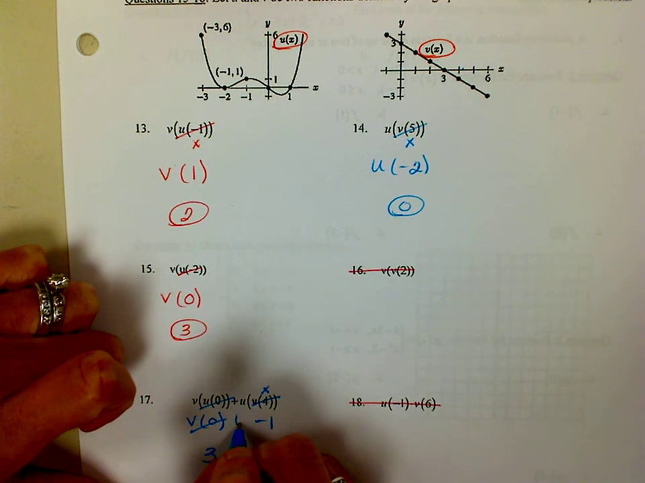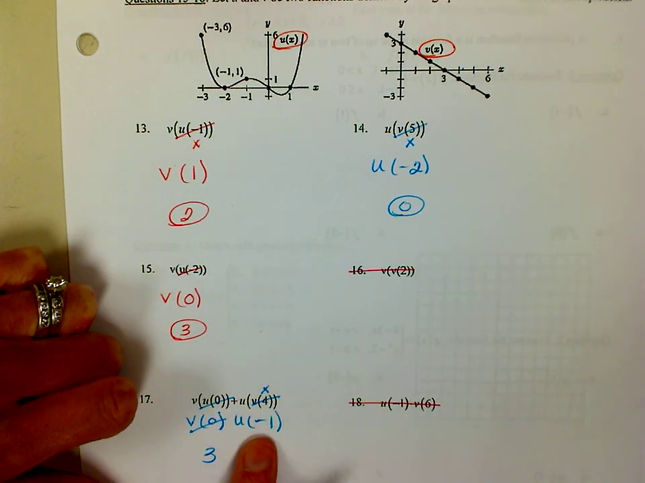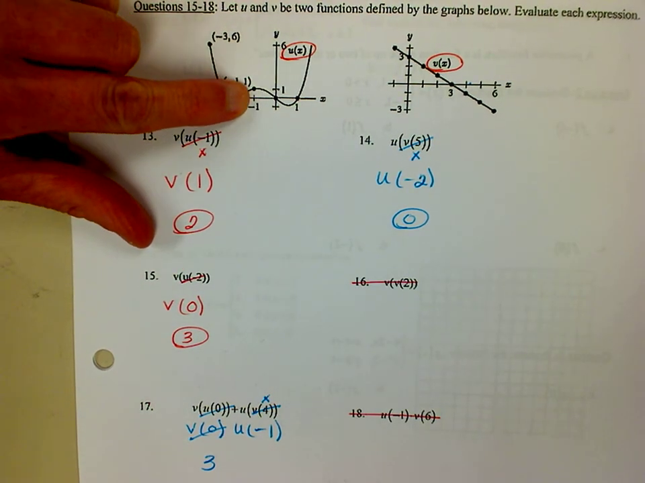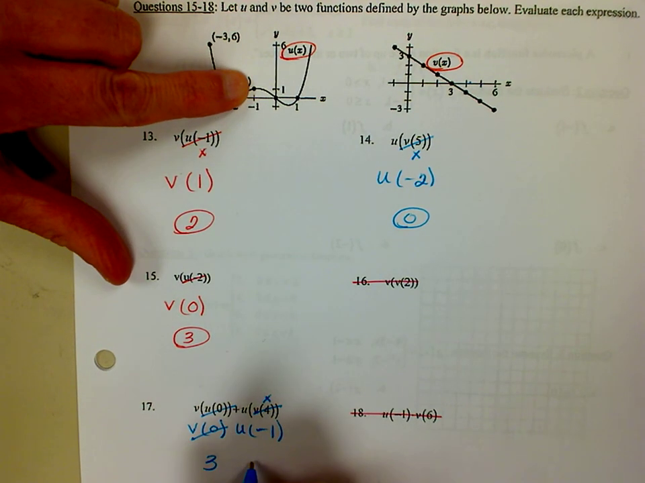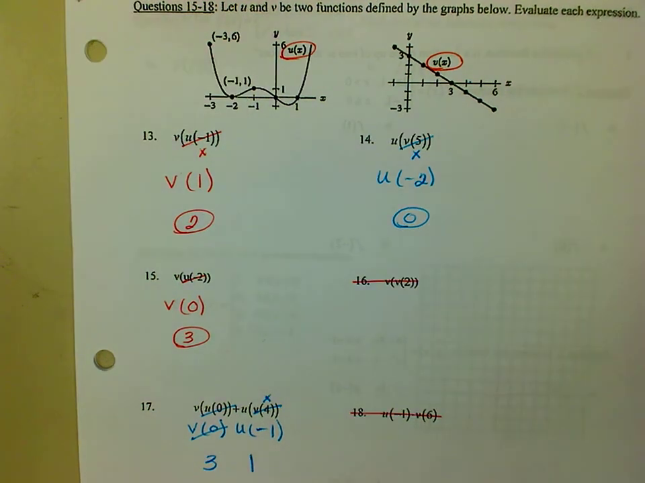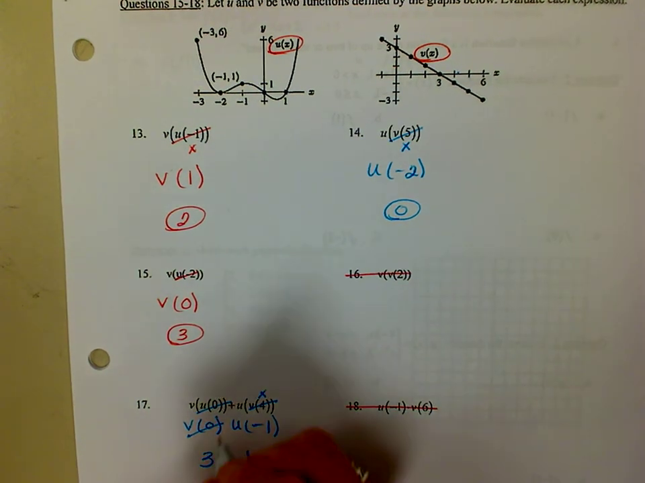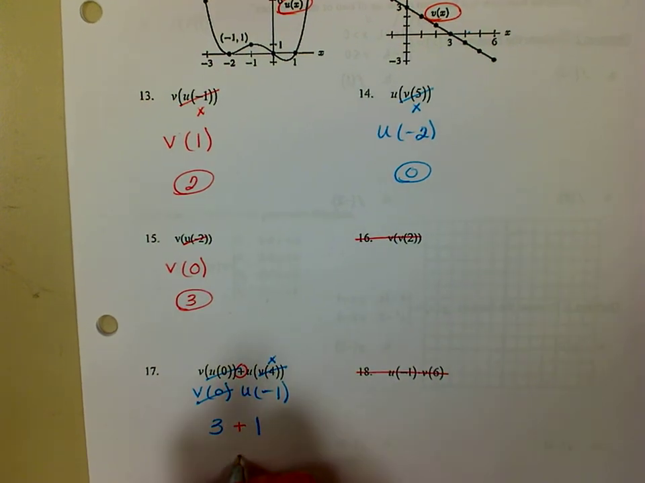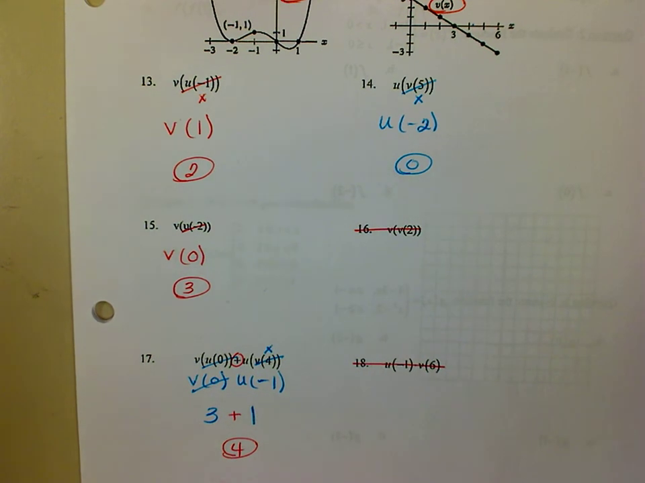Now I have to do u of negative 1. Now I got to come over here to this graph. Here's negative 1. I have to go up 1 to get to my graph. And then finally, it says to add. So if I add my two answers together, my final answer is 4. So that is 4, 7.